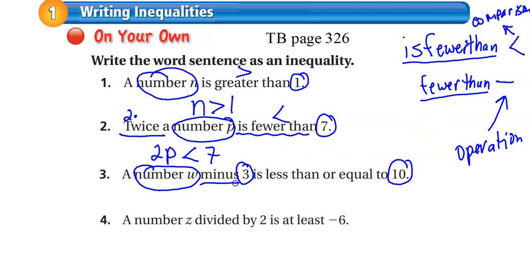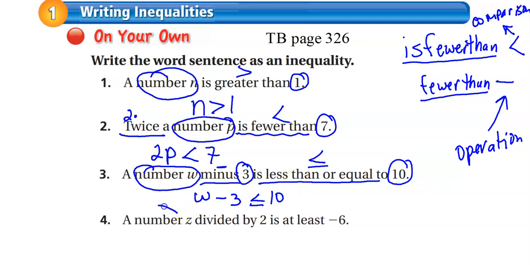I'm going to underline the minus, it's a subtraction, is less than or equal to. I'm going to underline that and write the is less than or equal to symbol. So this becomes W minus 3 is less than or equal to 10.